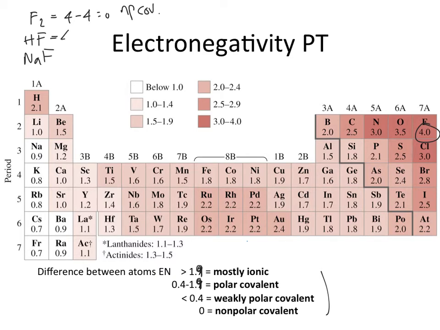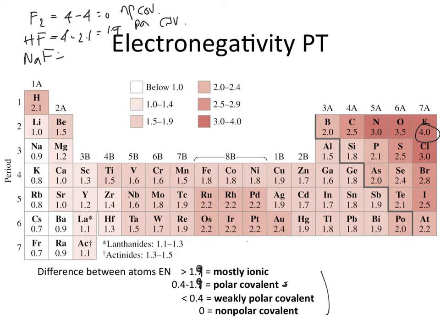For HF, if I take 4 for my fluorine and I subtract out hydrogen's 2.1, that's going to give me a value of 1.9. In the case of HF, if we come down here to the chart, notice that we're in the range of the polar covalent bonding type. So HF is going to be a polar covalent bond.